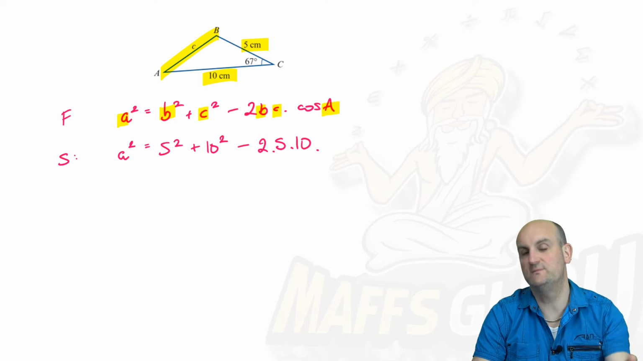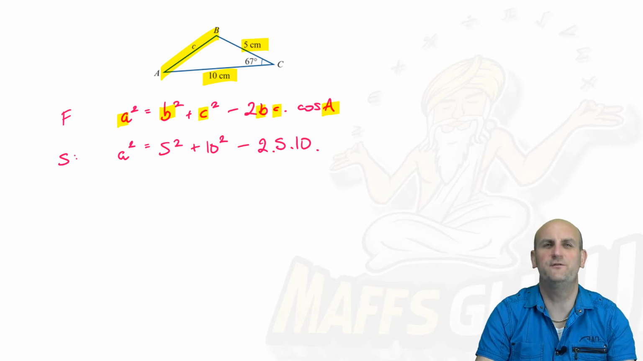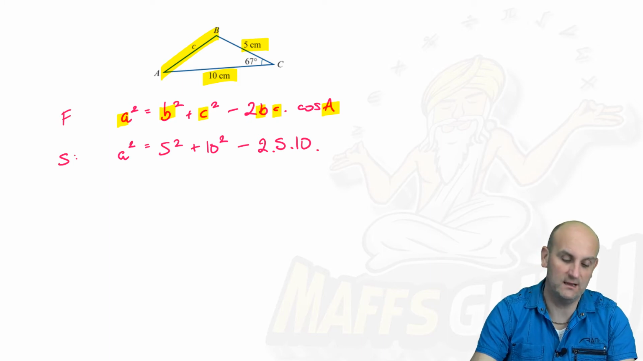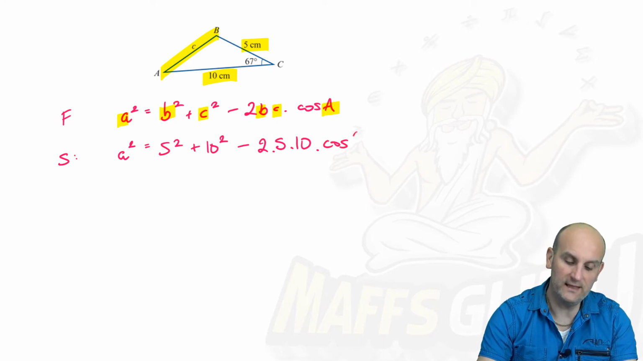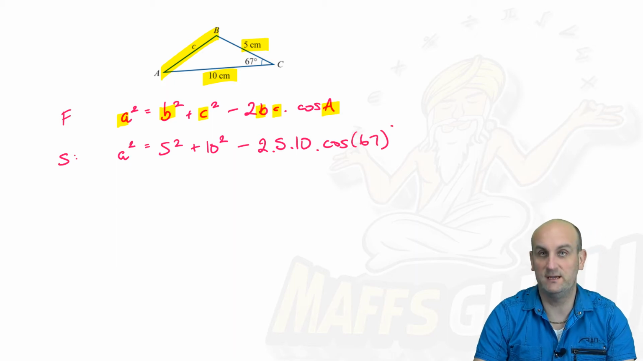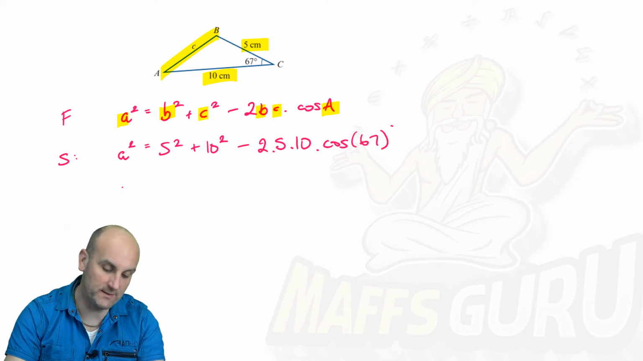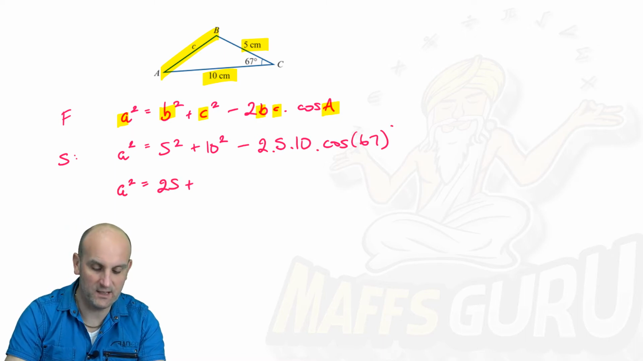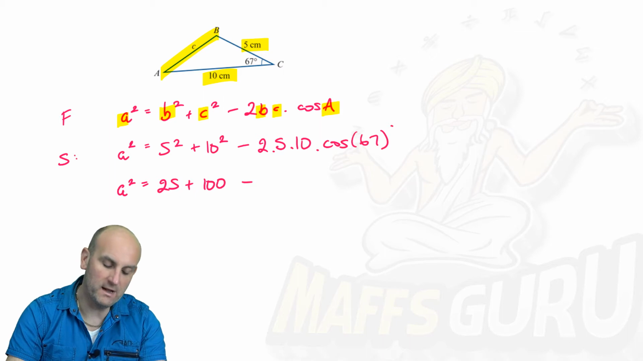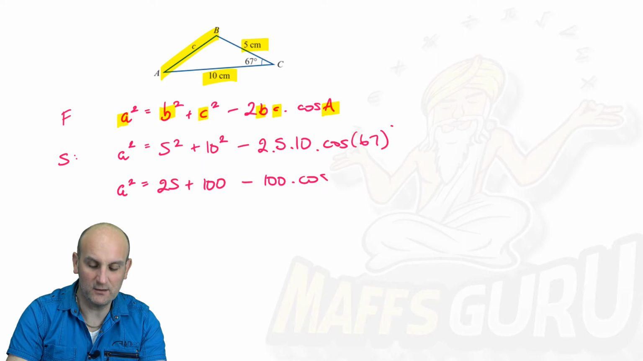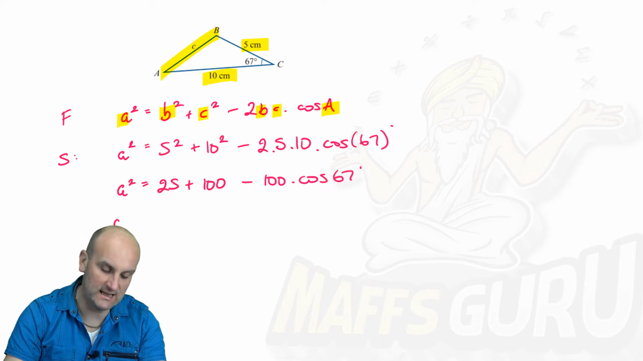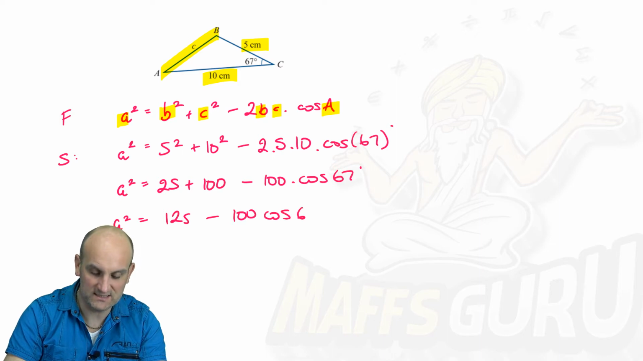Now it's just 5 times 10. Lots of people strangely do 5 squared times 10 squared. I don't know why, it's a bit weird, but it's not. It's 2 times 5 times 10 times the cosine of the angle that they've given you, which is 67 degrees. And actually, you're pretty much done. Now I could do a lot of this by pencil and paper and go A squared is equal to 25 plus 100 minus, or 2 times 5 is 10 times 10 is 100 times the cosine of 67 degrees. And then I can say that A squared is 125 minus 100 cosine of 67 degrees.